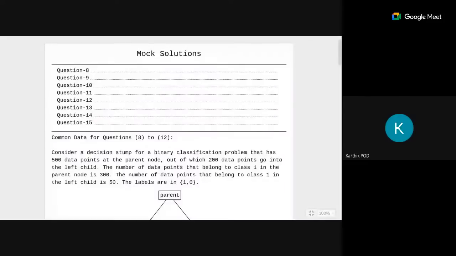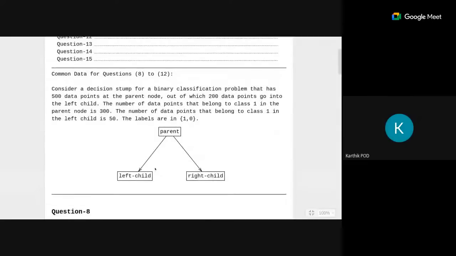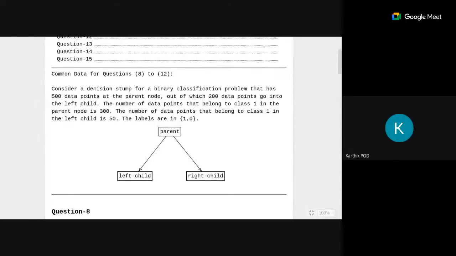Okay, please go to the screen. Okay, so the first question that we have is as follows. You have some decision stump that is given to you, right? So just one root followed by two children, right? And we have 500 data points at the parent node.